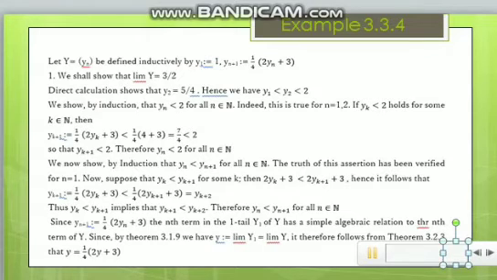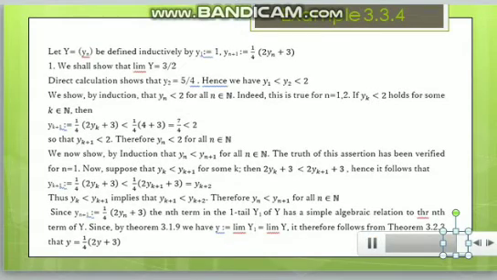Since y_{n+1} = 1/4 (2y_n + 3), the nth term in the tail Y_1 of Y has a simple algebraic relation to the term y_n of Y. Since by theorem 3.1.9 we have y = lim Y = lim Y_1, it therefore follows from theorem 3.2.3 that y = 1/4 (2y + 3).